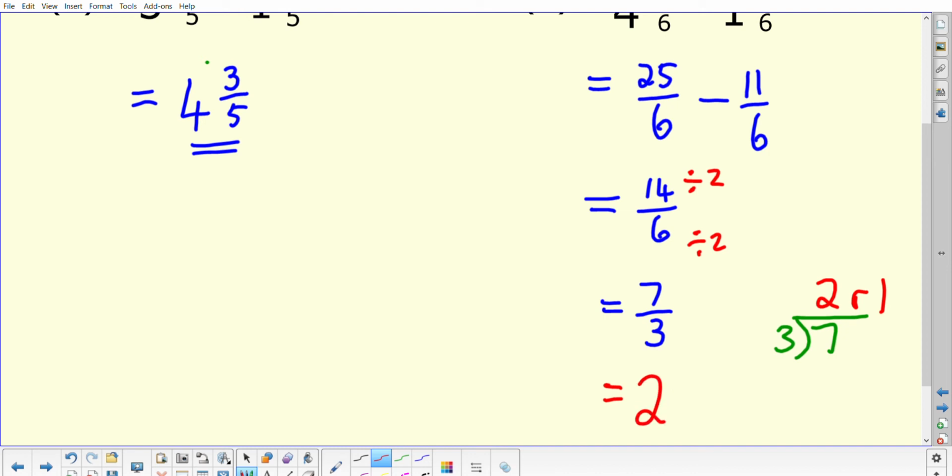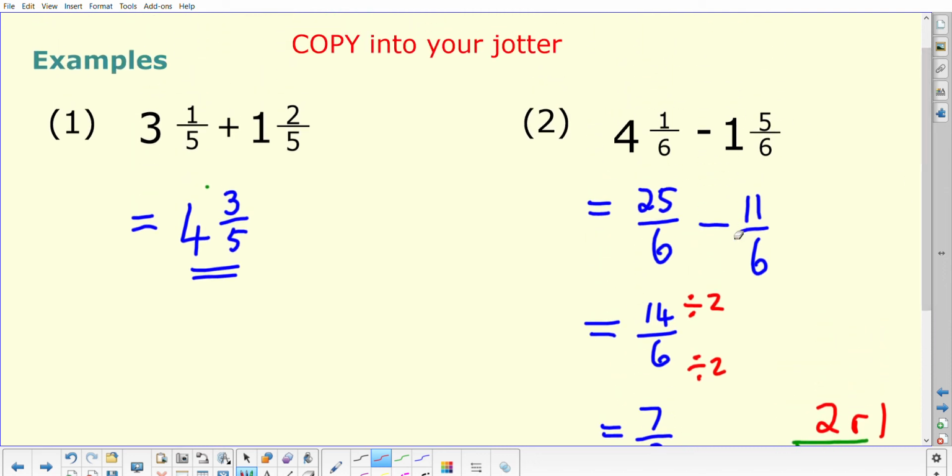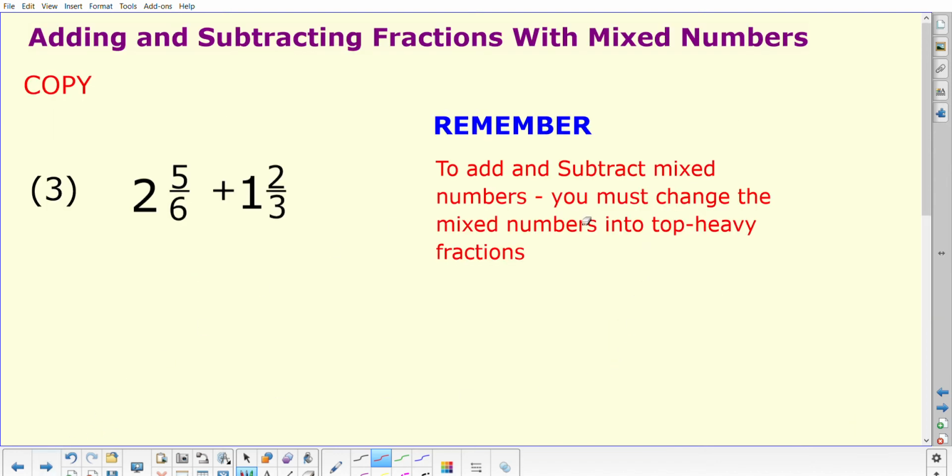So you can make 2 whole pieces and you've got 1 bit of your third left over. So 2 and 1/3. So what you've learnt from this example here is that to be able to add or subtract when you've got mixed numbers, you really need to change them into top-heavy fractions. So that is key with the next few examples that we look at.